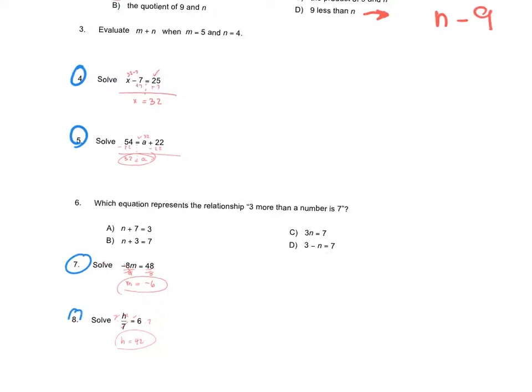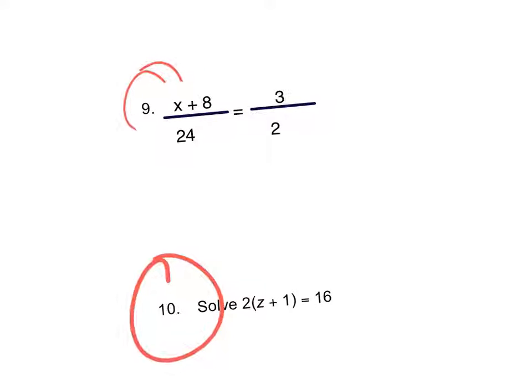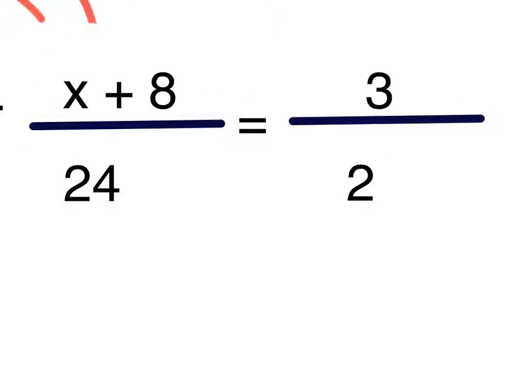Okay, let's go to the next page. Questions like 9, 10, 11, and 12. So let's do all of these. Number 9, this is a proportion. The reason it is a proportion is because you have a full quantity. X plus 8 is one number. If you knew what x was, you would add 8 first, and then that would give you a number, and then you would divide by 24. This is a proportion because a fraction equal to a fraction is a proportion.